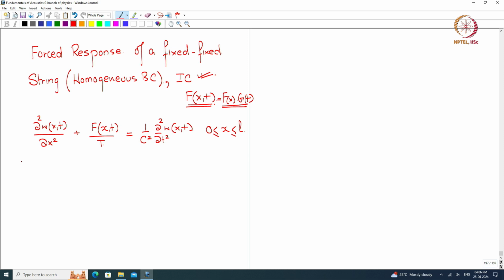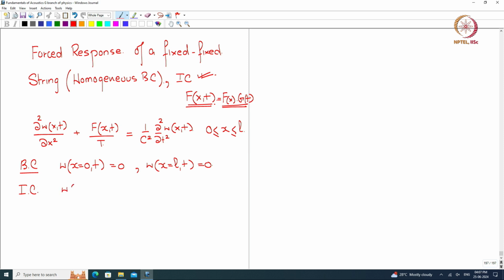And what are the boundary conditions? Let me just state it. The condition at x equal to 0 for all time t is 0, and the condition at x equal to L for all time t is also equal to 0. It is a fixed string. Okay. And what are the initial conditions?